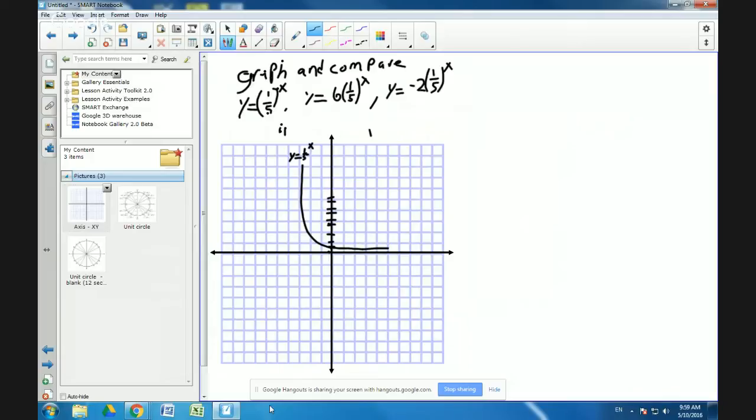For y equals 6(1/5)^x, when we multiply the 6 to it, it'll start from the same point, but it will intersect at 6 rather than 1. So it increases the rate. When we do -2, on the other hand, we'll see an opposite effect. We'll see that the exponential is in the opposite quadrant, going down.